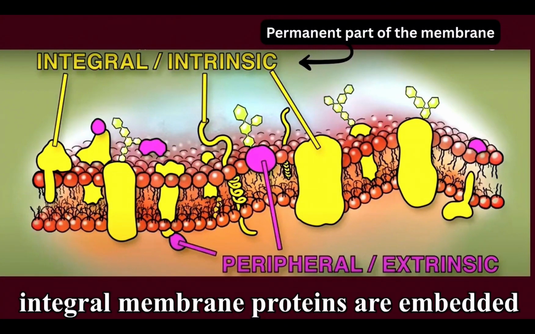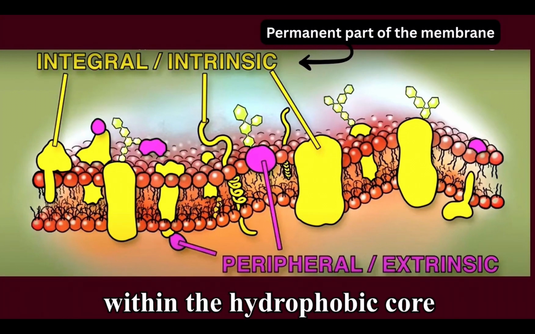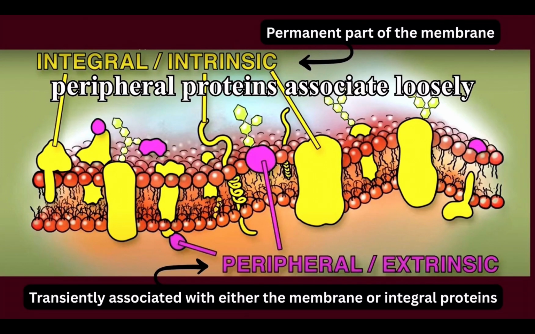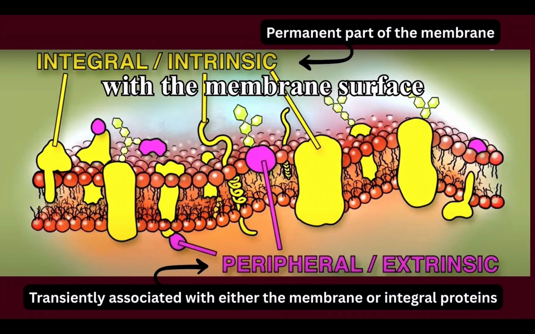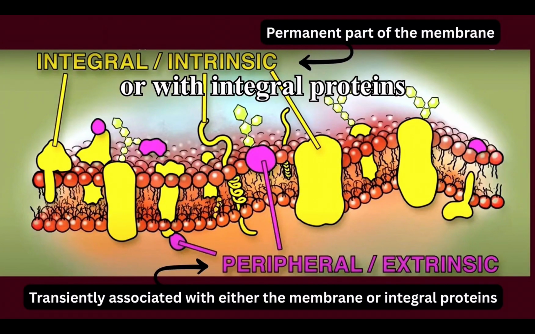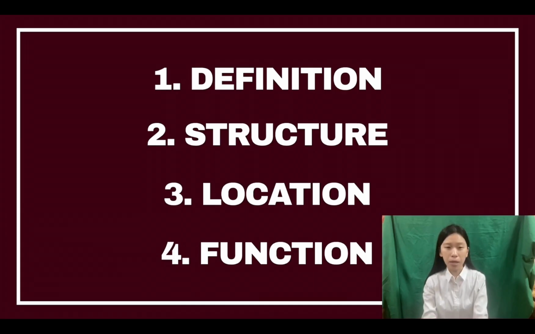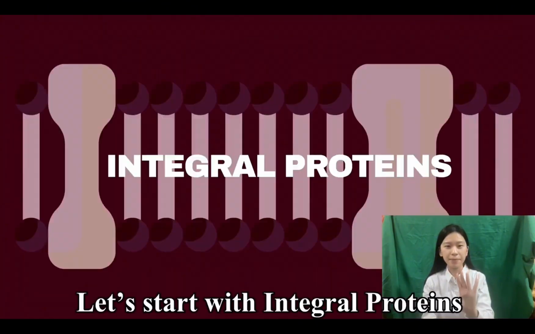Simply, integral membrane proteins are embedded within the hydrophobic core, often spanning the membrane, while peripheral proteins associate loosely with the membrane surface or with integral proteins. We will differentiate the two based on their number 1, definition, number 2, structure, number 3, location, and number 4, function. Let's start with integral proteins.